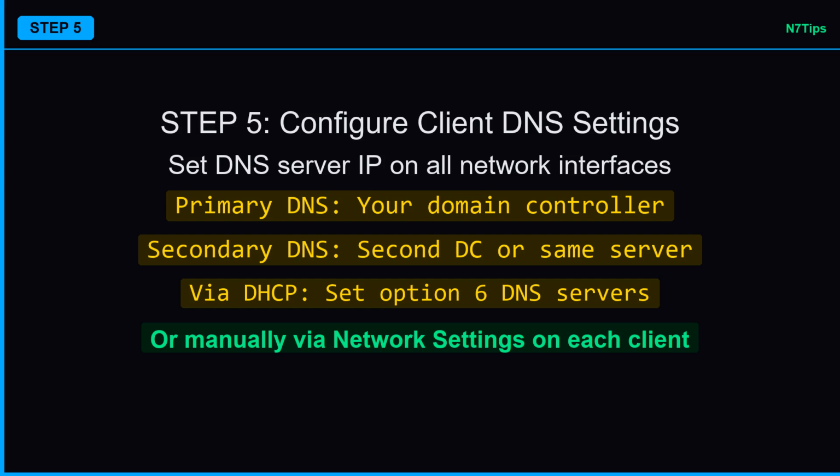Point the primary DNS to your domain controller and the secondary DNS to either a second domain controller or the same server for redundancy. In enterprise environments, you typically have multiple domain controllers, and clients will try to use them in the order you specify. This provides both performance and fault tolerance because if one DNS server goes down, clients can still find your domain controller through the secondary server.